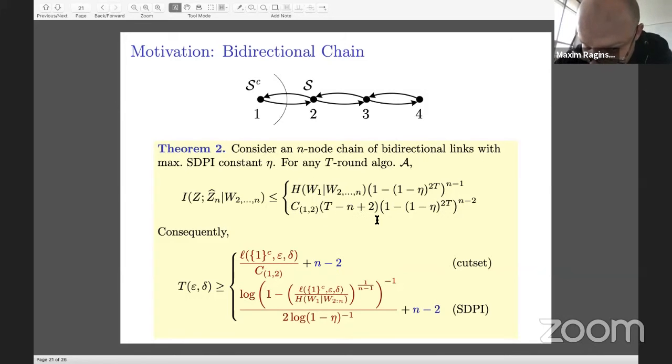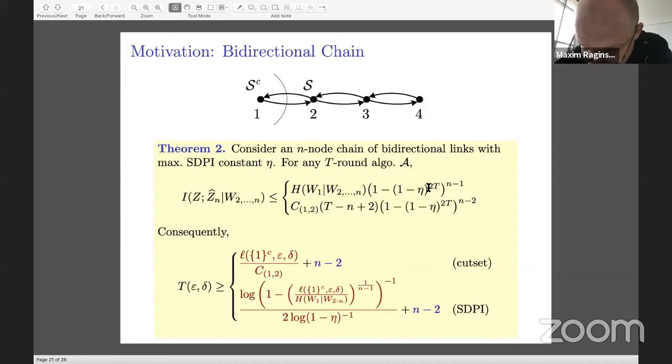we can get these upper bounds that depend on essentially the uncertainty about W1 given all the nodes in the network times all this other stuff, right? So these are the data processing constants: number of rounds, number of nodes. And these are the two bounds. One of them is a cut set bound, and the other one is essentially a combination of strong data processing bounds. And then when we invert them to get the time, right?